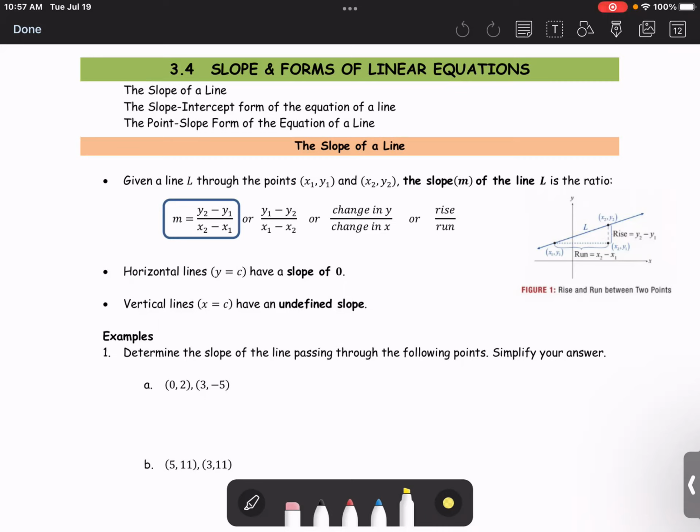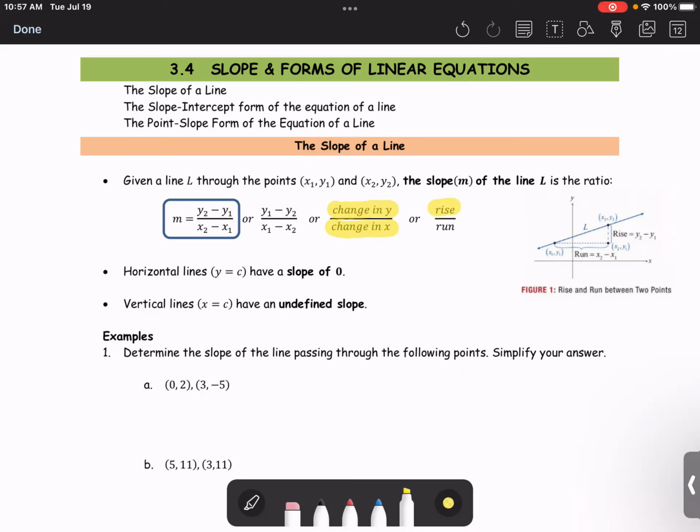So y1 minus y2 or y2 minus y1 is called change in y. Similarly, x1 minus x2 or x2 minus x1 is the change in x. For the value of the y, which is the value on the vertical axis, the change will be either up or down, positive or negative. So we use the term rise.